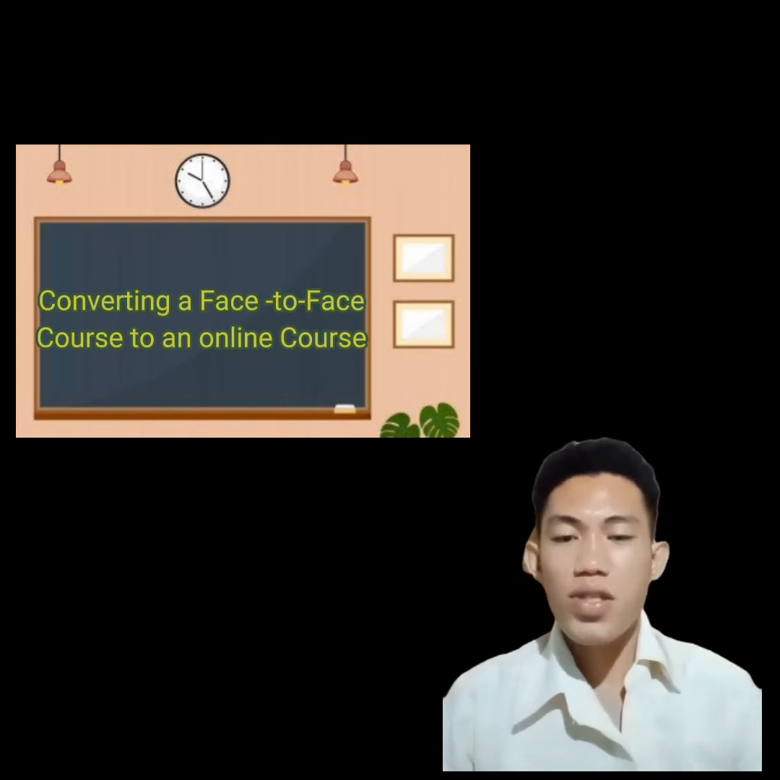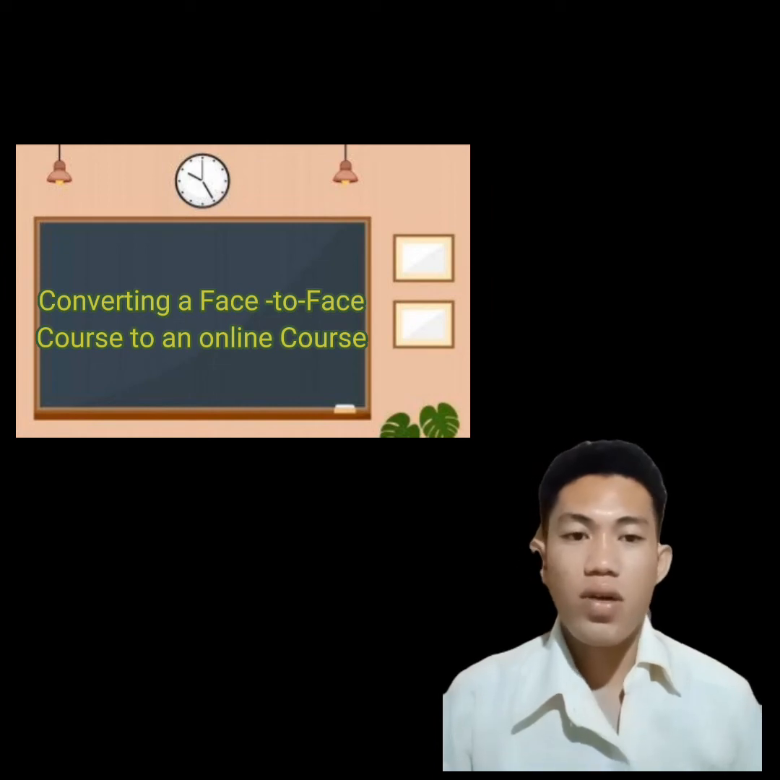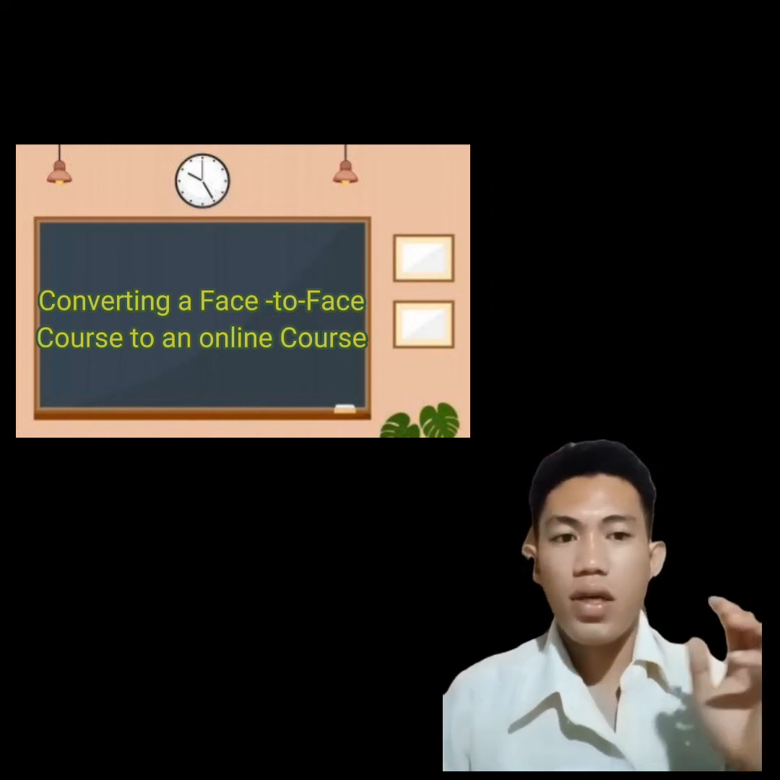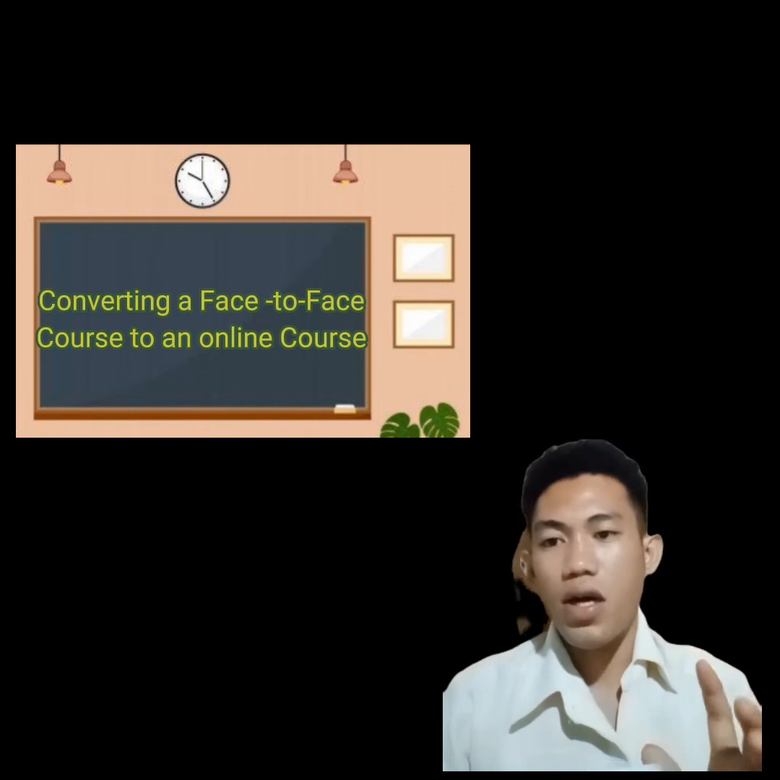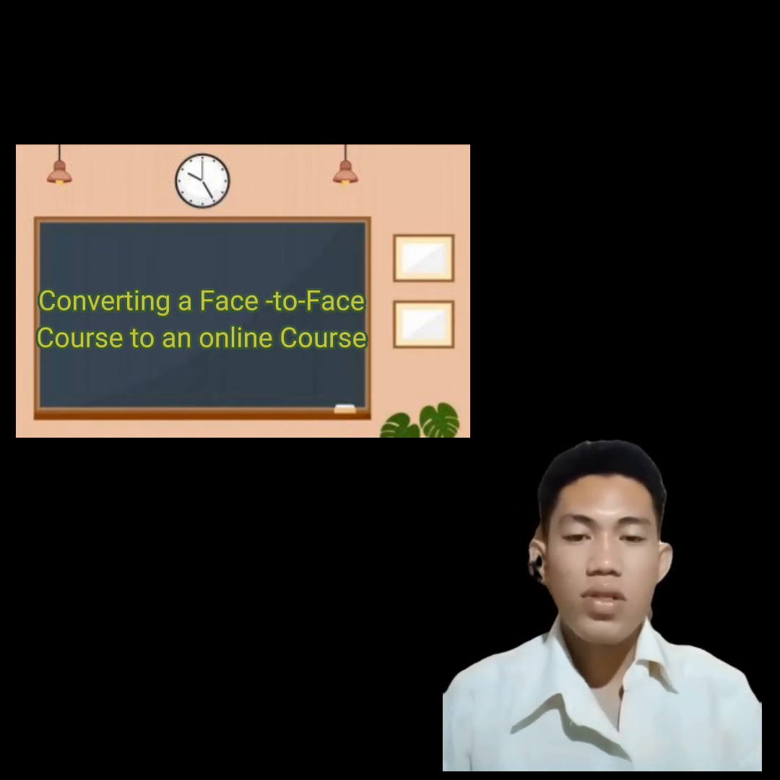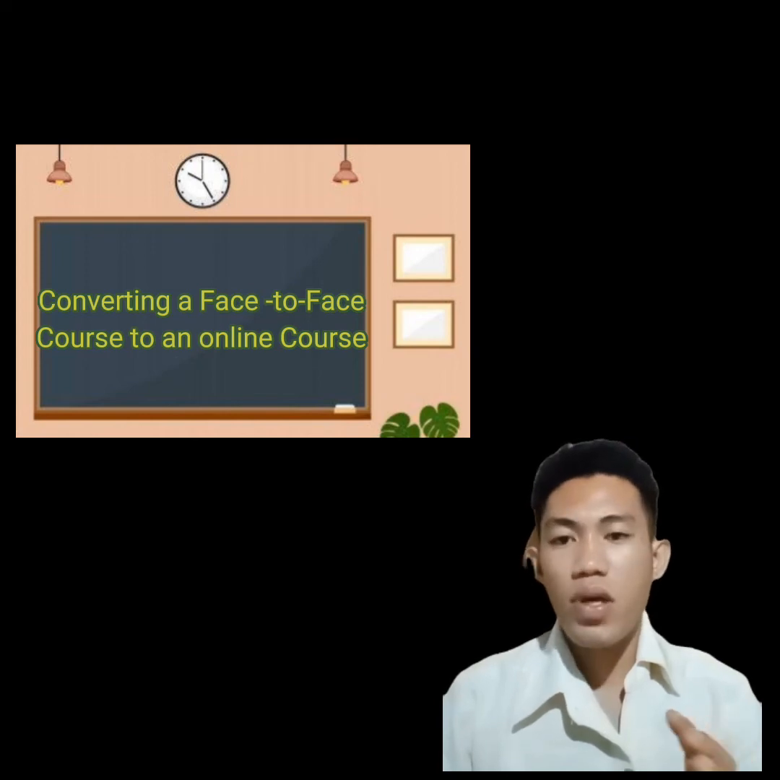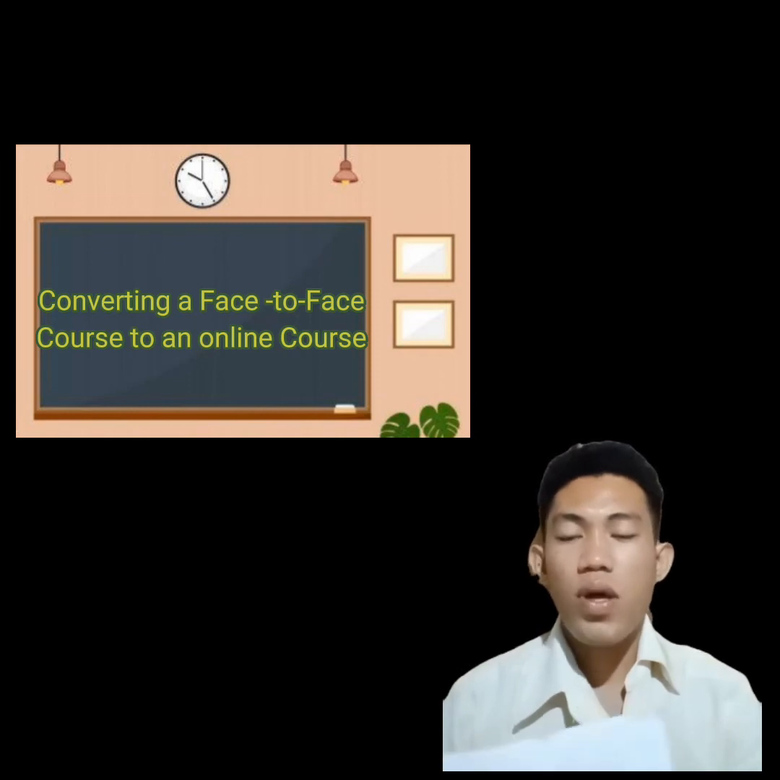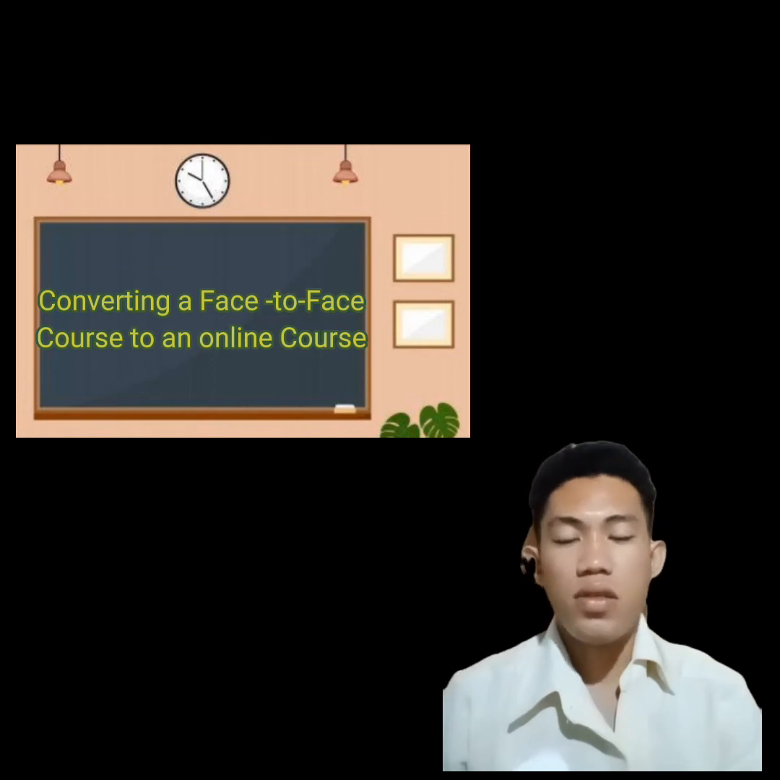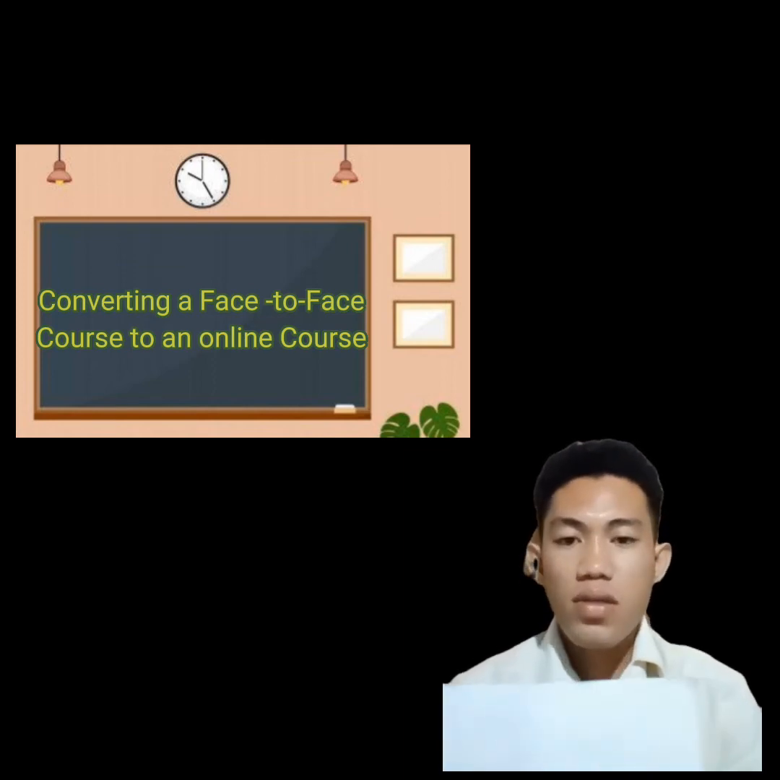So the last one is converting face-to-face course to an online course. So teaching online, whether in a hybrid course or wholly online course, requires different techniques, different tools. So the online environment requires the use of basic technologies to digitize course materials as well as the mastery of the university's learning management system.